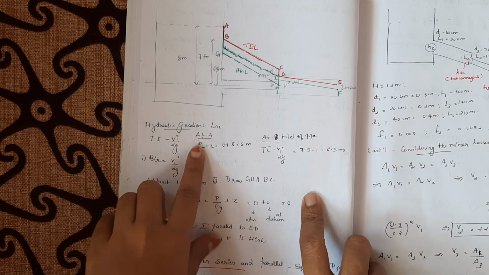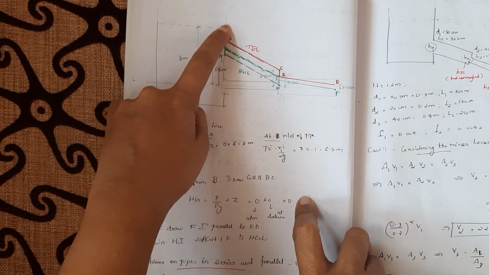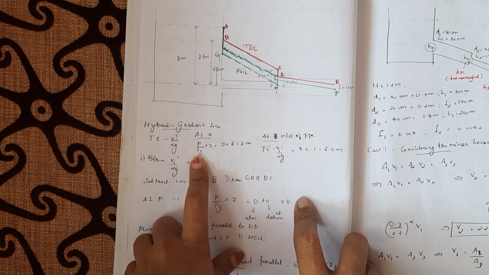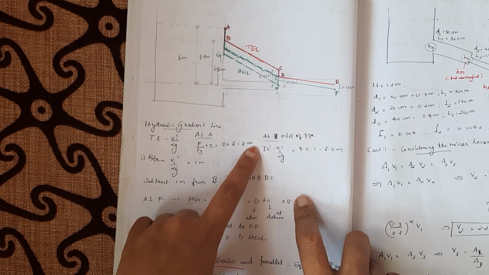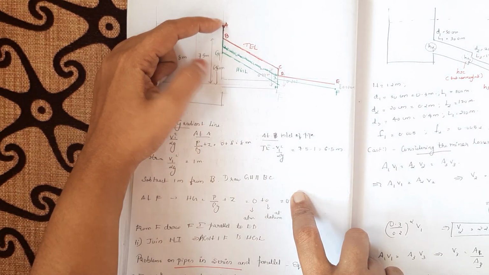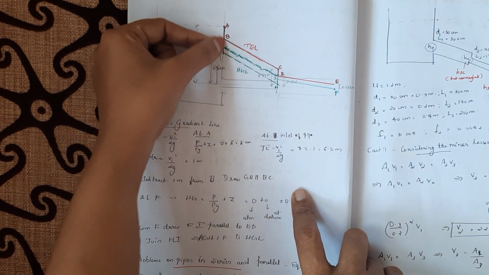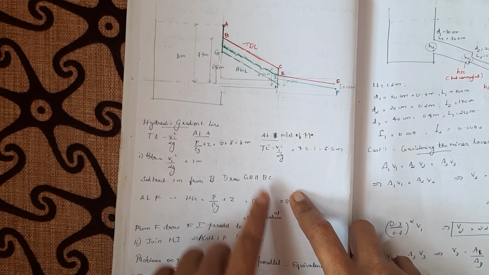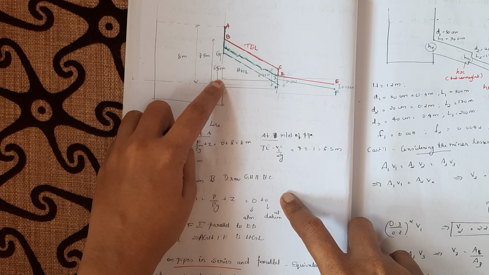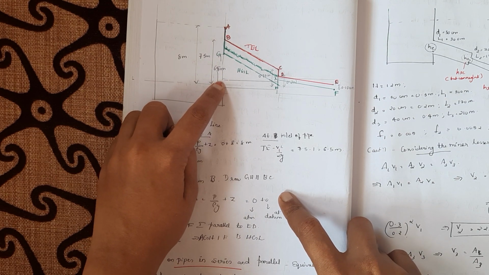Okay, now at the point A, what's happening? We know the hydraulic gradient as P by rho g plus Z, that is 0 plus 8, which is equal to 8 meters. So it starts from the point A itself. Okay, I've also drawn it through the green color. I hope it's clear.